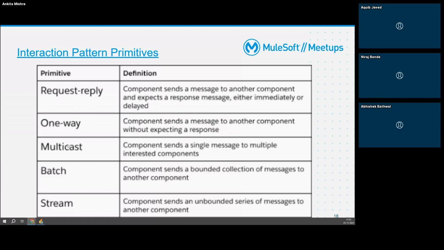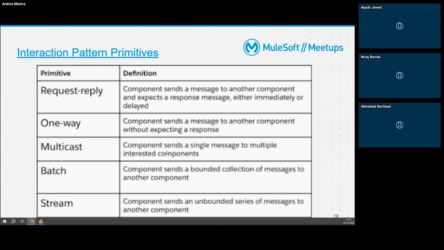Next is multicasting, also called broadcasting. And as the name itself suggests, a component sends a single message to multiple interested components. So, one to many communication. One sender and multiple receivers. That is called broadcasting or multicasting of data.